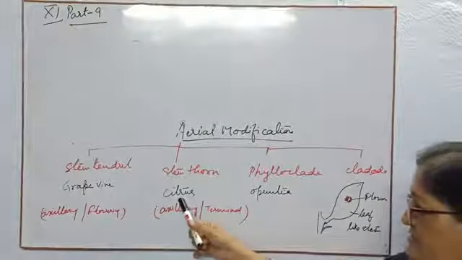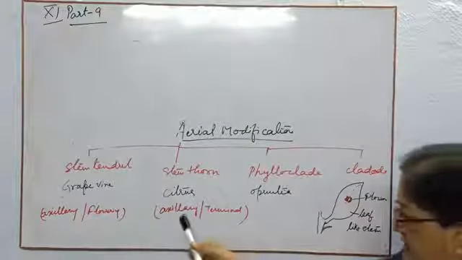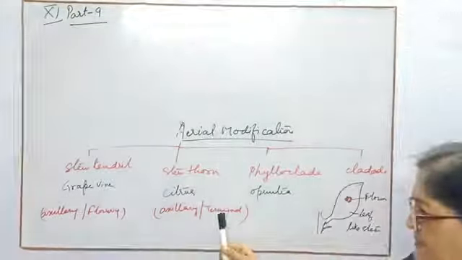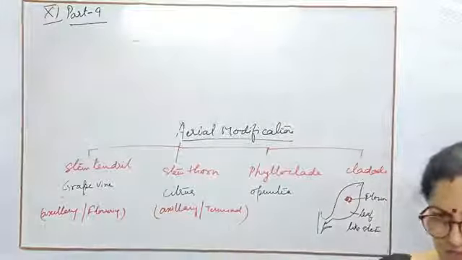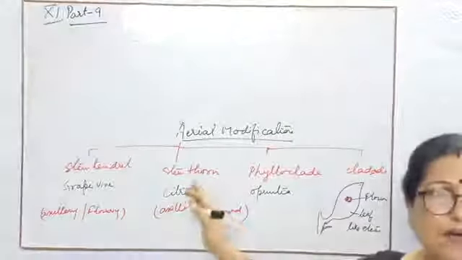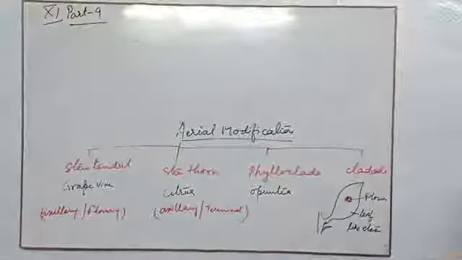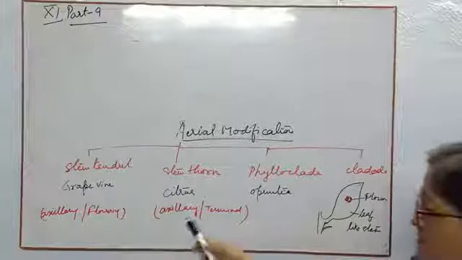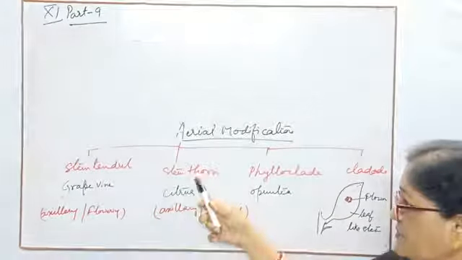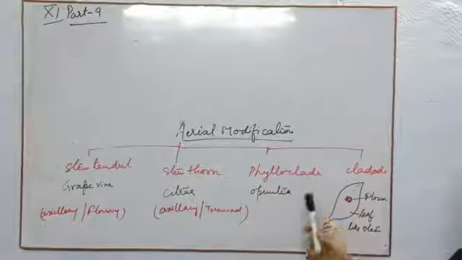For example, it is citrus. Here the part of the stem, that is axillary bud, maybe the terminal bud, or maybe the scaly bud, these can be changed into spines, and spines will protect the plant from the other grazing animals. Example for this stem thorn is citrus. Now we will come to phylloclade.